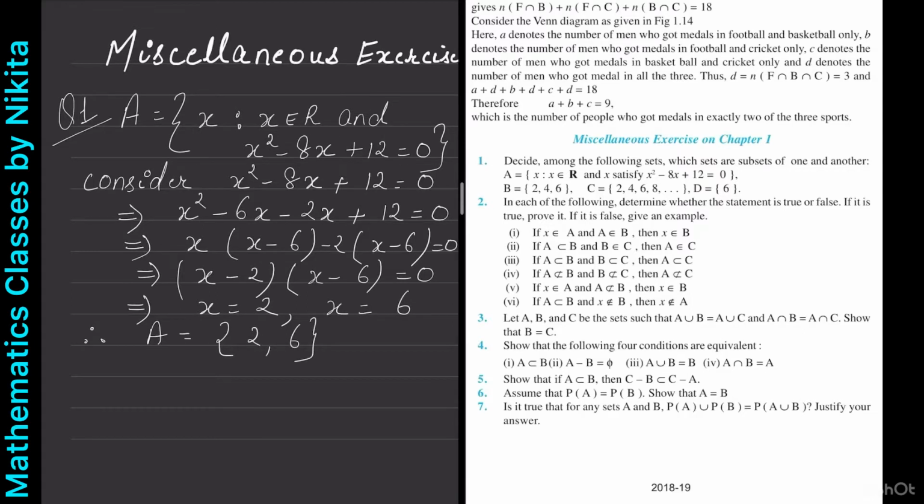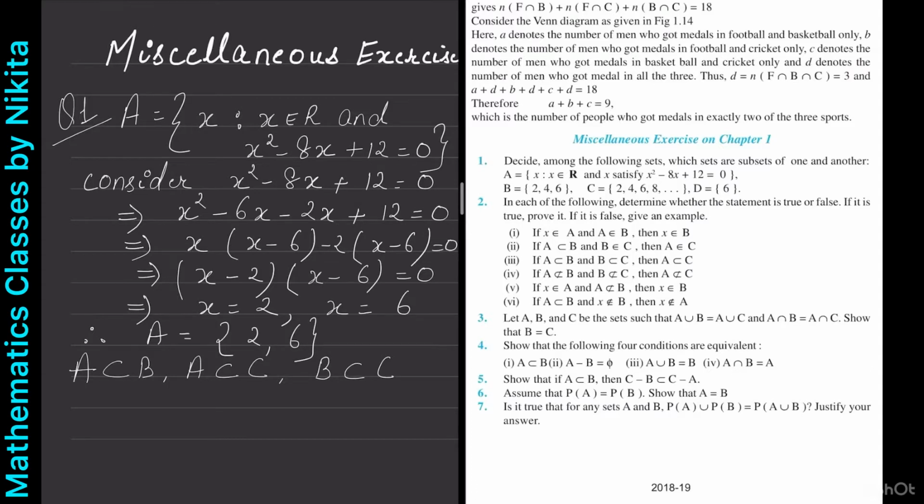Now let us see which set is a subset of the other. Now first of all, I can see that A is a subset of B because every element of A is contained in B. Then A is also a subset of C, but A is not a subset of D. Now let's consider B. Now B is not a subset of A, but B is a subset of C. So B is contained in C, and B is also not a subset of D. Now come to C. What about C? C is not a subset of any other set.